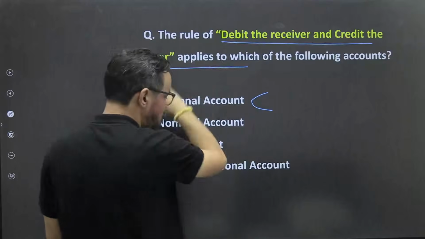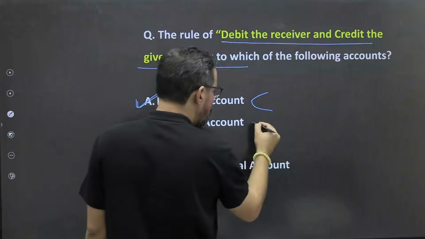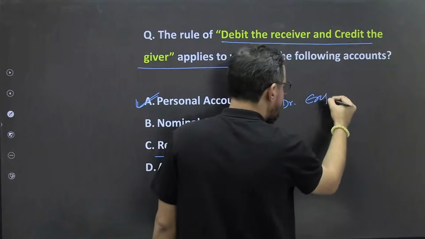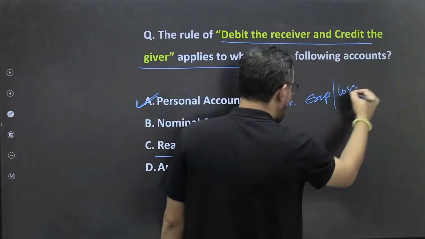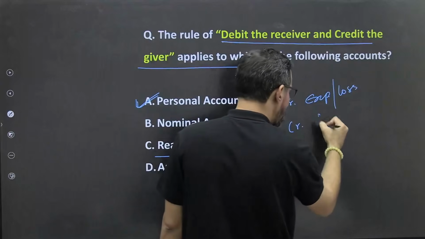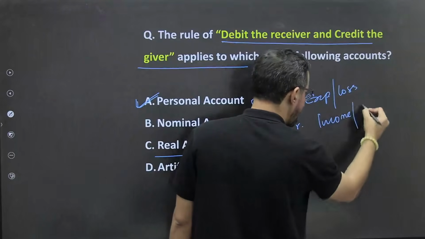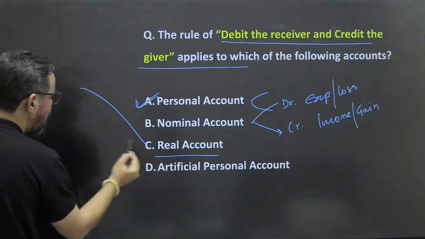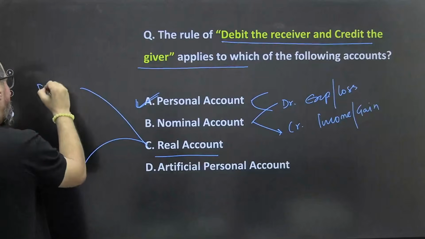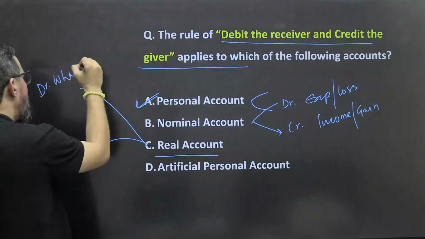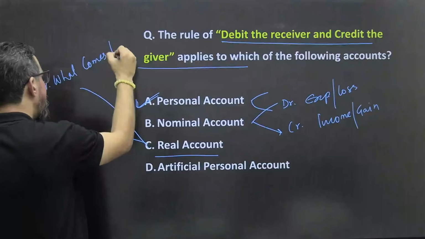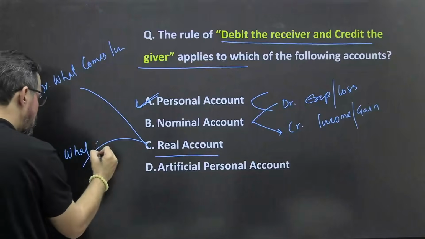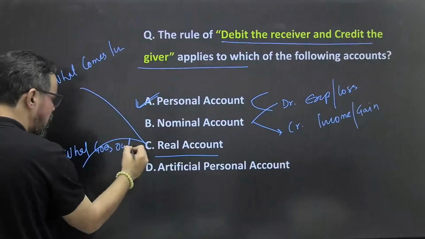Nominal account, it is debit all expenses, as I told you, and losses, credit all income or gain. So this is your golden rule. When it comes to real account, the golden rule is debit what comes in, and credit what goes out. So this is the golden rule for this particular one.